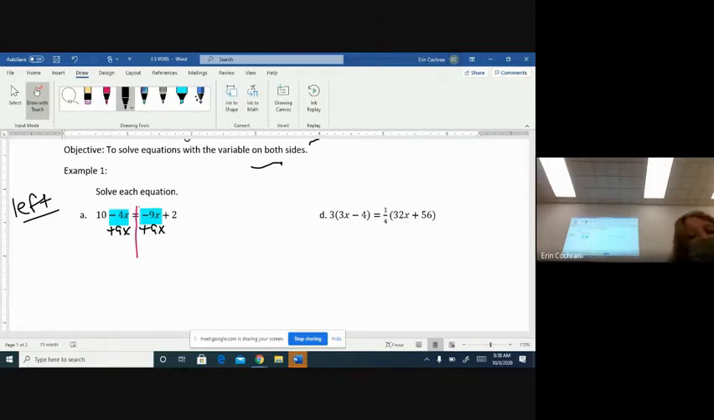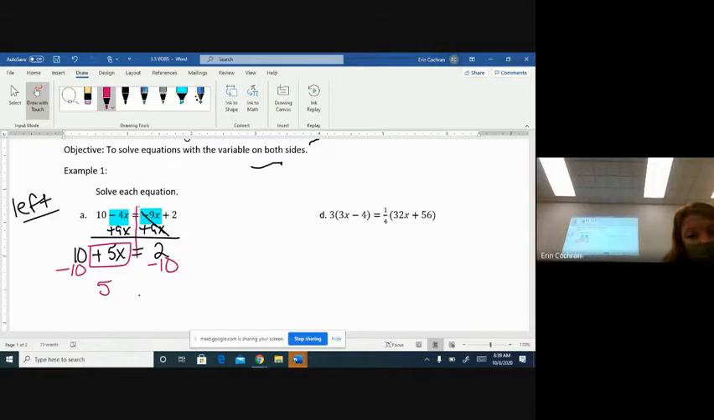Okay, so we have the 10 to bring down. What's a negative 4x plus 9x? A positive 5x. A negative 9x plus 9x is 0, and I'm left with a positive 2. Now we're back to our normal two-step equation, right? So what's on the same side as the x? 10, so how do I move a 10 over? Subtract 10.